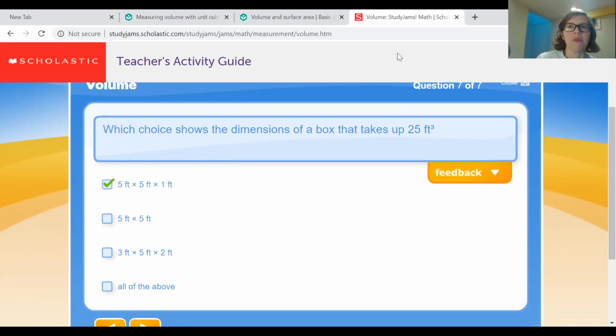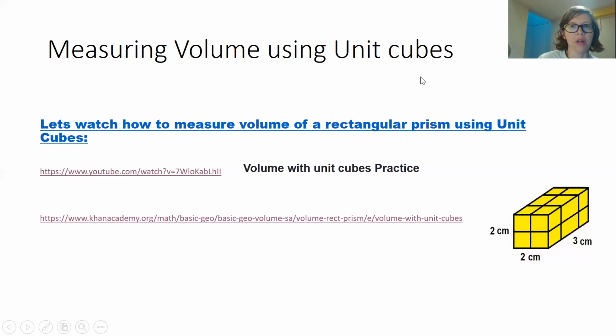All right, we're going to move on. All right, so now we're going to talk about measuring volume using unit cubes. So we're going to watch a short video about how to do that.